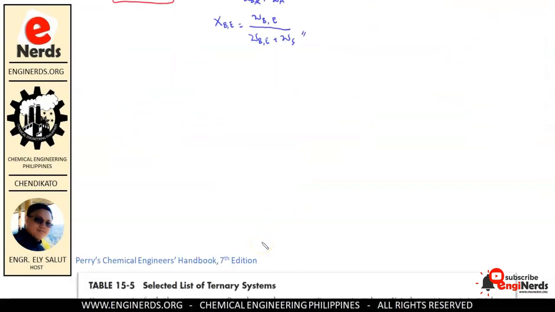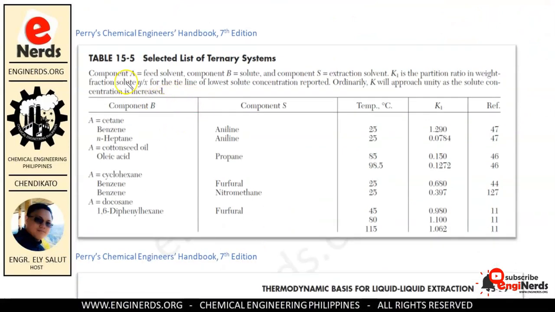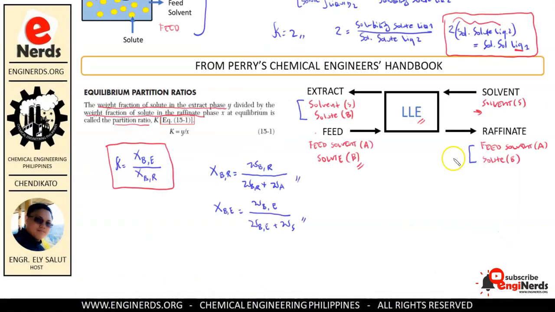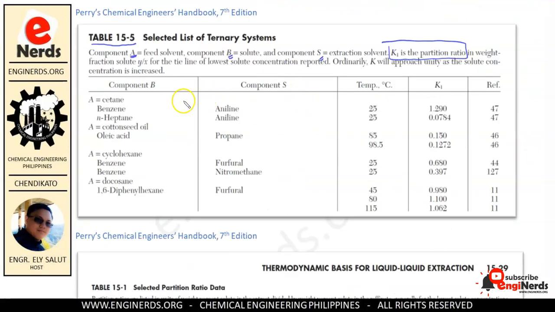In the 7th edition of Perry's Chemical Engineers' Handbook, you can see this in Table 15-5. This is our partition ratio. In here, our feed solvent is A, our solute is B, and our extract solvent is S. So it's the same variables we used in our diagram, so we don't get confused. Here, in the first column, you can see component B.